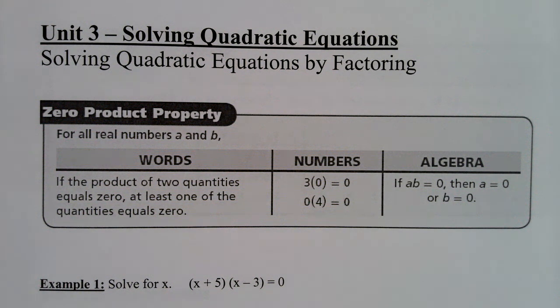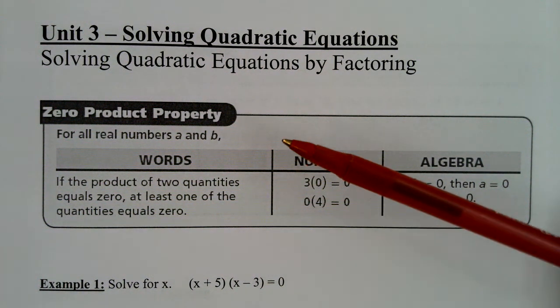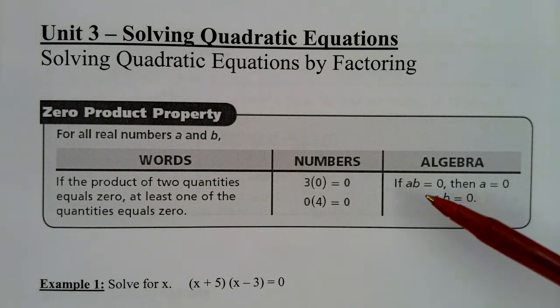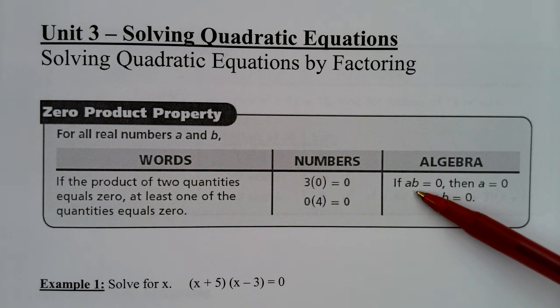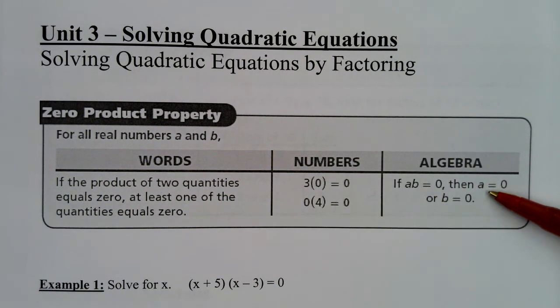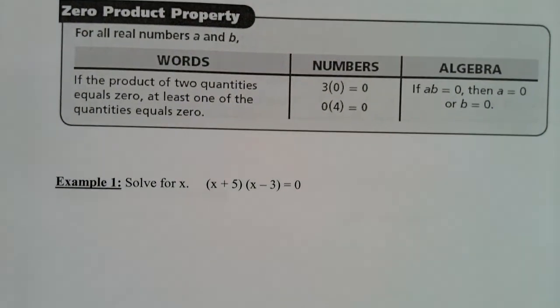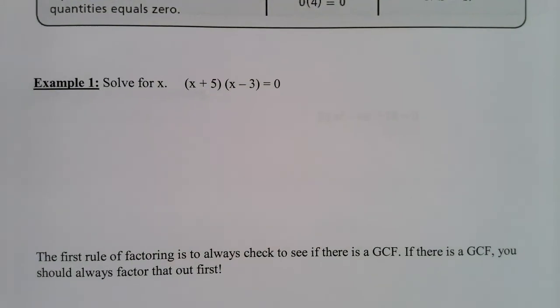So the first thing that you need to know is called the zero product property. It says if the product of two quantities equals zero, then at least one of the quantities must be zero. The only way to multiply to get zero is for one of the factors to be zero. So for example, if I say that a times b equals 0, then either a equals 0 or b equals 0.